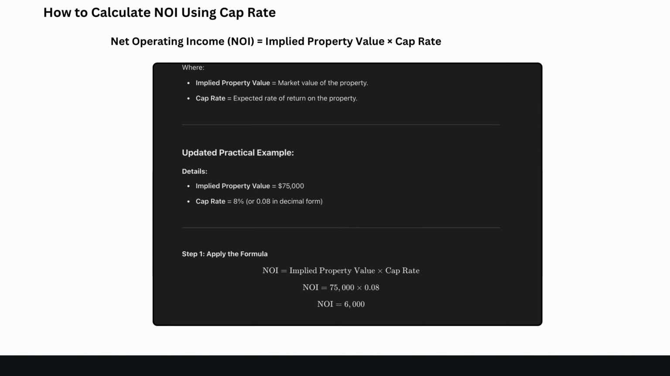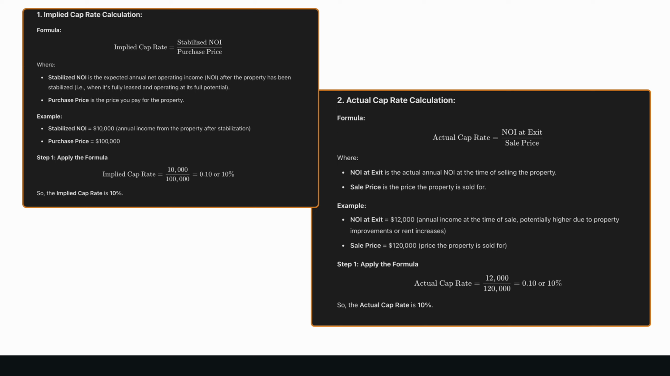Now, let's compute the net operating income. The formula is implied property value times cap rate. Implied property value is the market value of the property, and cap rate is the expected rate of return on the property. In a practical example, the implied property value is $75k and the cap rate is 8%, in decimal form. If you simply multiply, net operating income would be around $6,000.